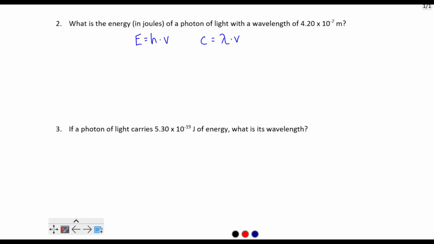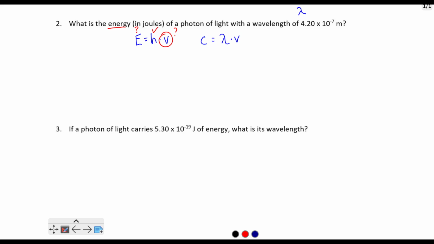I just went ahead and copied my equations again. This one says, what is the energy in joules of a photon of light with a wavelength? So I'm going to make my symbol, that's wavelength, and we have a number for it. Now, if we're looking for energy, the only equation to start with would be this one over here. And I do know what the value of h is, that's Planck's constant, it's up at the top of your page, but I don't know what frequency is.